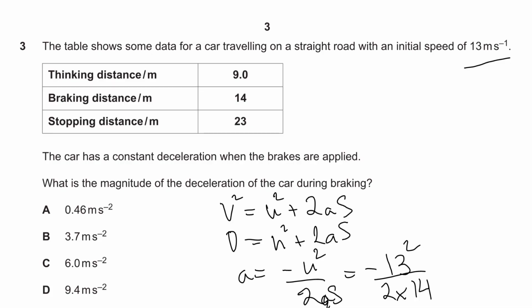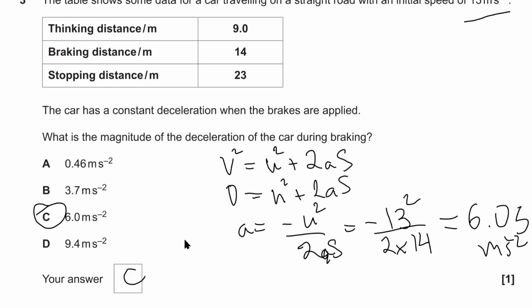Let's put this into a calculator. So it'll be 13 squared divided by 2 times 14. So it's going to give me around 6.03 meters per second squared. Correct answer is C. Okay, next one.